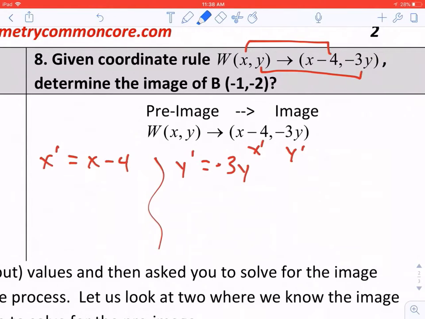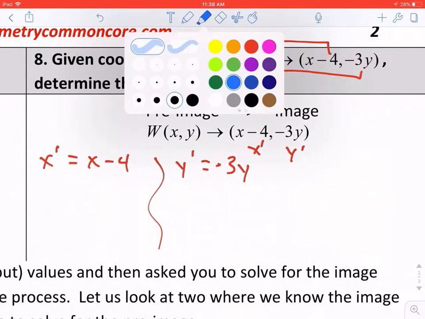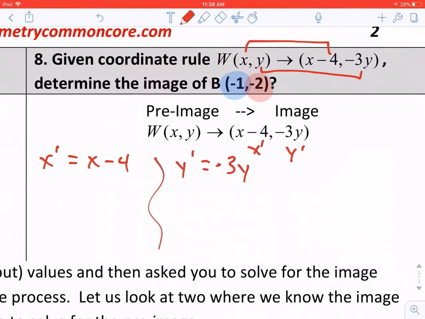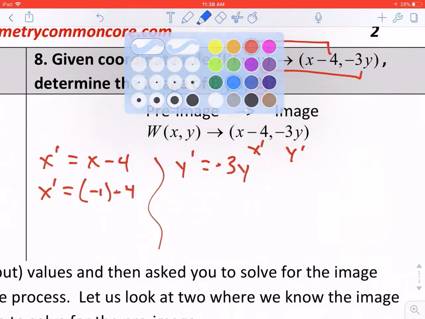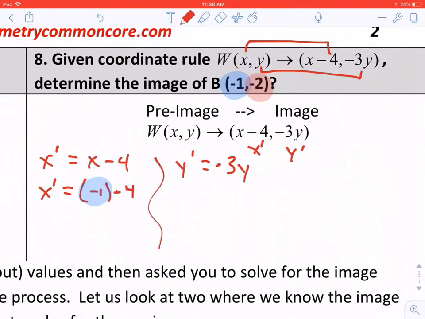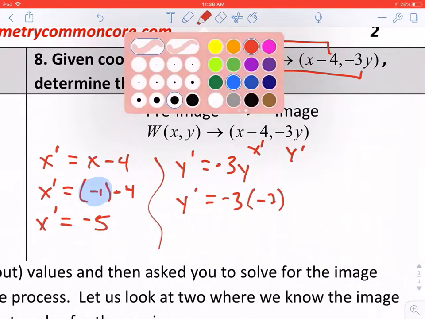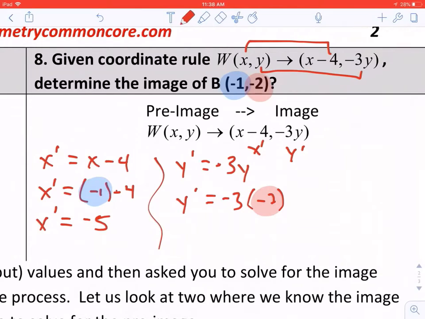Take the ordered pairs that we were given up here in the instructions. Plug in negative 1 for x. So x prime is going to be negative 1 minus 4. Let me color code this for your viewing pleasure. Negative 1 minus 4 is a negative 5. For y prime, we're going to replace the y value with a negative 2. Negative 3 times negative 2 is 6.